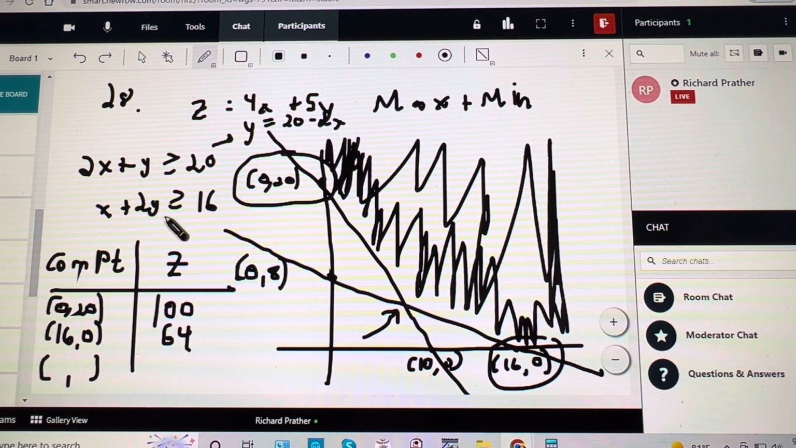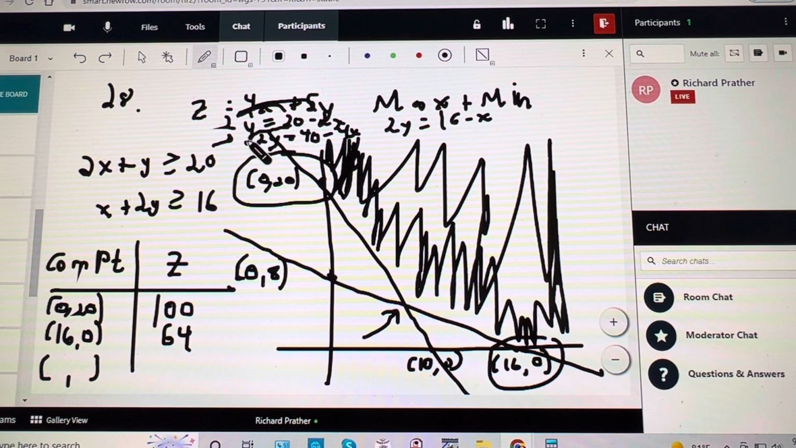And then this y would be 16 minus x. And instead of dividing this one by 2, I'm going to multiply this one by 2 so I don't have fractions. 2y equals 40 minus 4x.